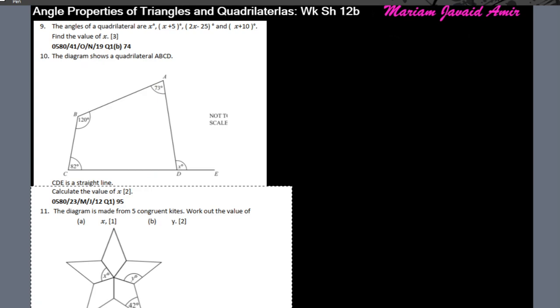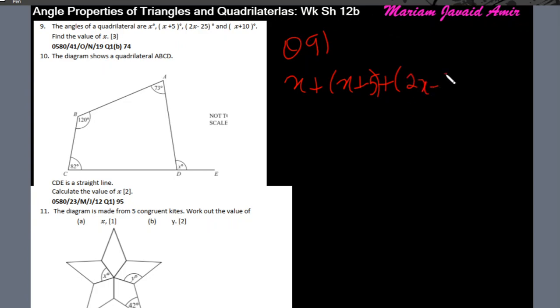Question number 9. The angles of a quadrilateral are x, x plus 5, 2x minus 25 and x plus 10. Find the value of x. So we know the sum of all angles in a quadrilateral equals 360. So add all the given angles, equate it to 360, apply a little algebra and get your answer.